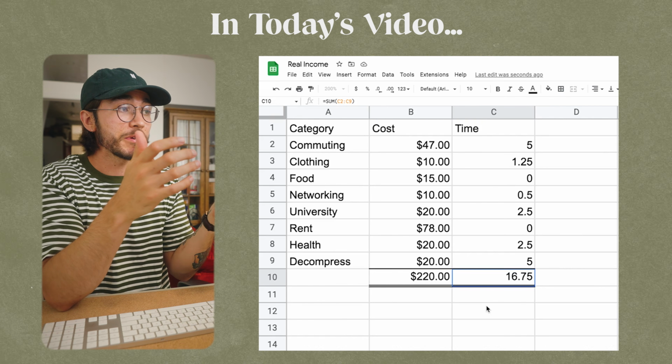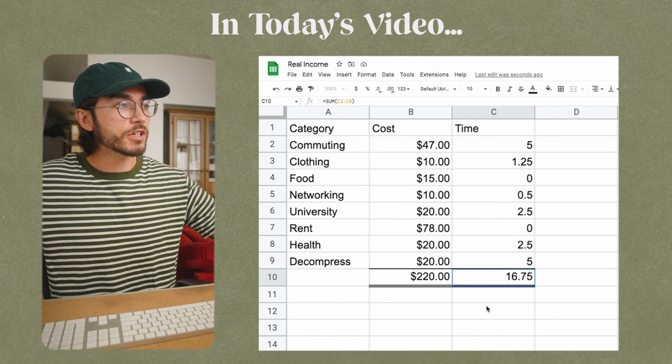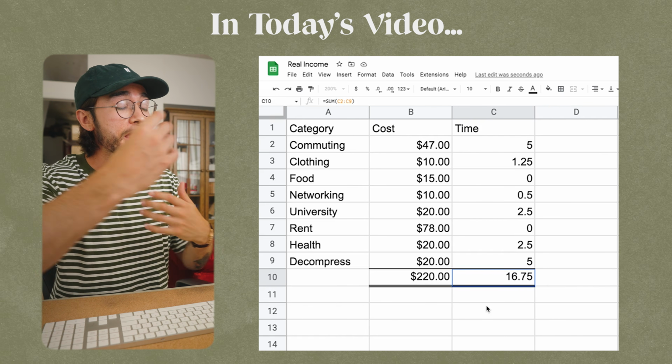So now you can see, I mean, this is pretty interesting, right? You've probably never really thought of all these different costs, both time-wise and money-wise.